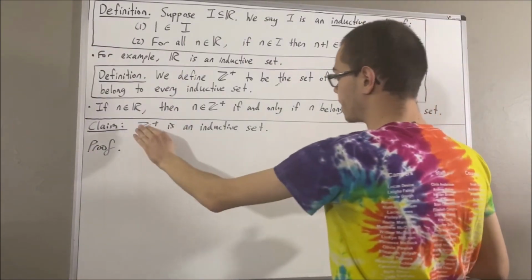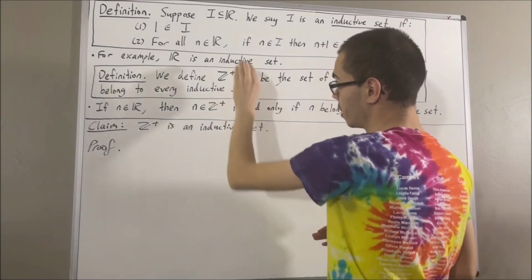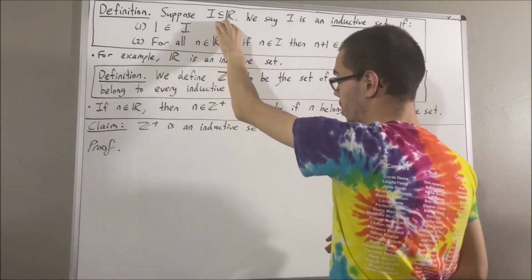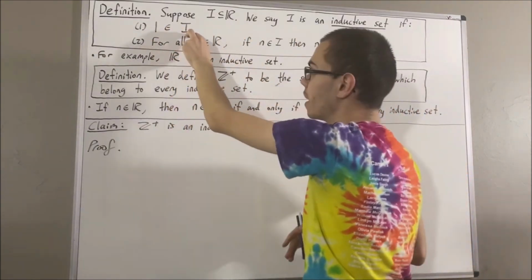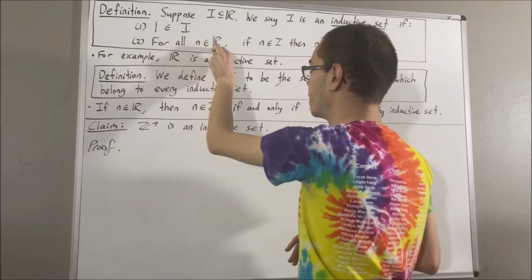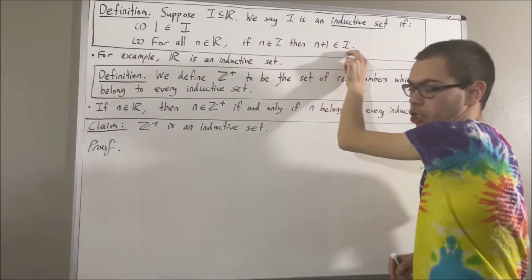Now, to prove that the set of positive integers is an inductive set, what we want to show is that the set of positive integers is a subset of the real numbers. We want to show 1 is a positive integer, and we want to show for all real numbers n, if n is a positive integer, then n plus 1 is a positive integer.